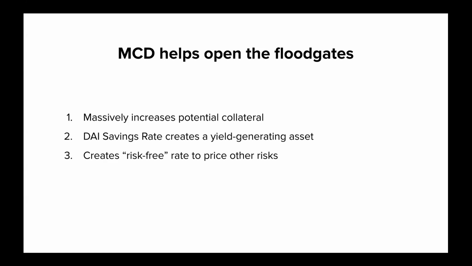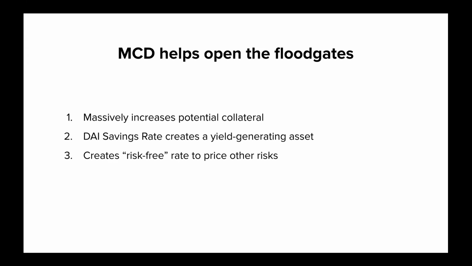The DAI savings rate creates a yield generating asset. So now, outside of pure speculation, you actually have a native yield and a risk-free rate. And then you can use that risk-free rate to start to really put prices on other risks. And this is how traditional fixed income instruments are priced. They're priced as a basis point spread to LIBOR or a 10-year or 30-year treasury. And we don't really have that today.